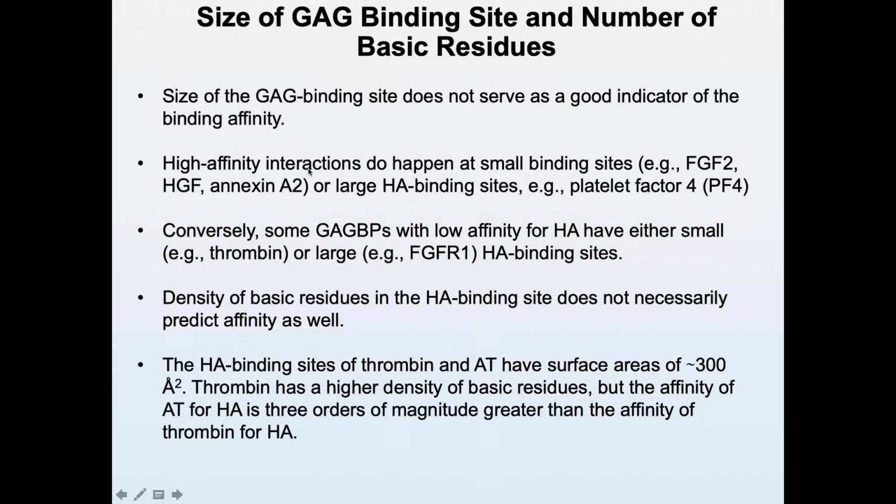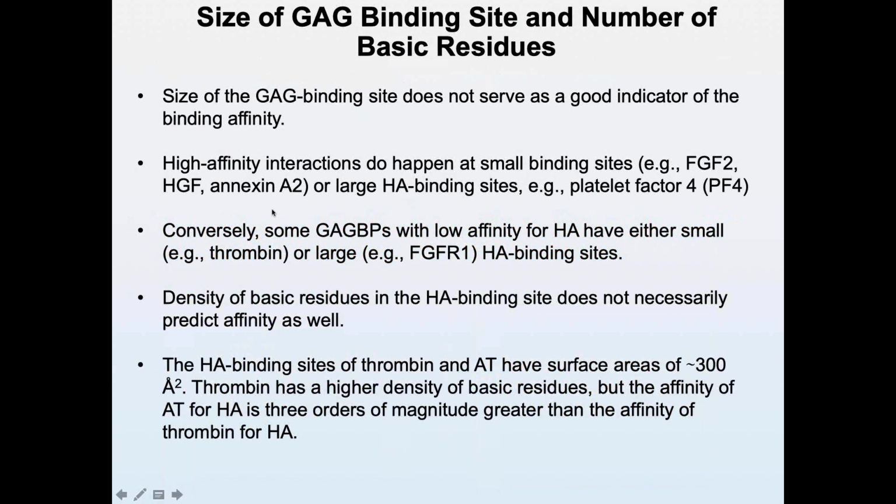Basically, what happens is you may have a very large size or a very small size, and they attract these GAGs. And once they attract it, there has to be a rearrangement. So depending on the size, whether small or big, you can have a rearrangement, and that helps to recognize a specific GAG.